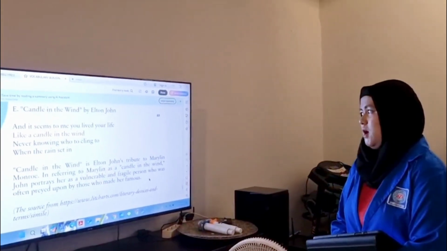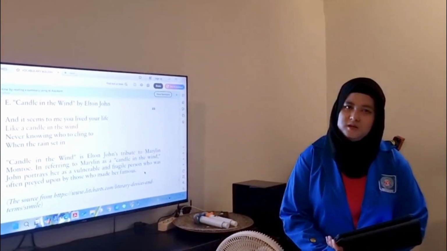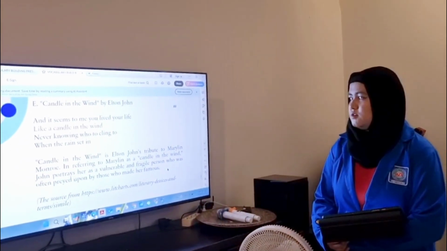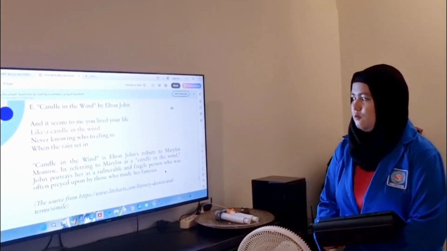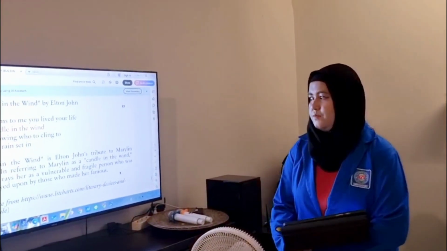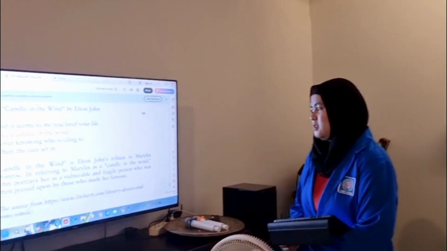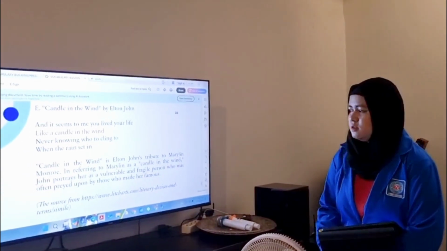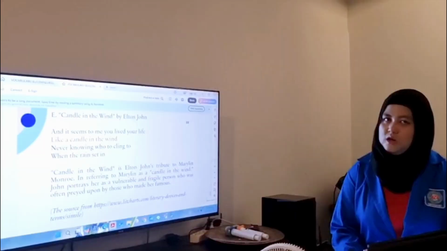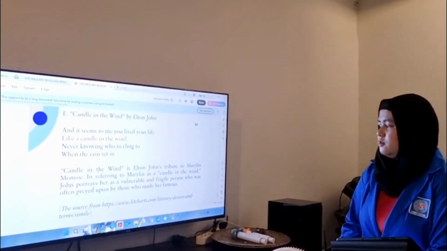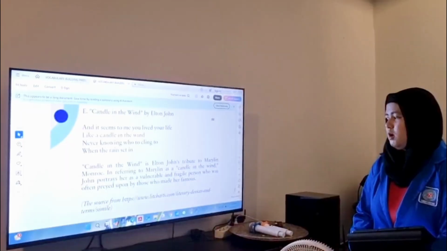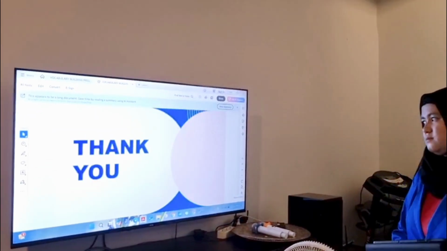Candle in the Wind by Elton John. It's actually a song, not a poem. And it seems to me you live your life like a candle in the wind, never knowing who to cling to when the rain sets in. Candle in the Wind is Elton John's tribute to Marilyn Monroe. In referring to Marilyn as a candle in the wind, John portrays her as a vulnerable and fragile person who was often preyed upon by those who made her famous.